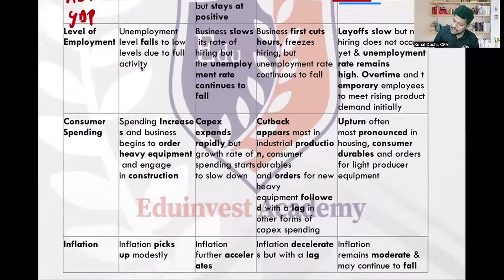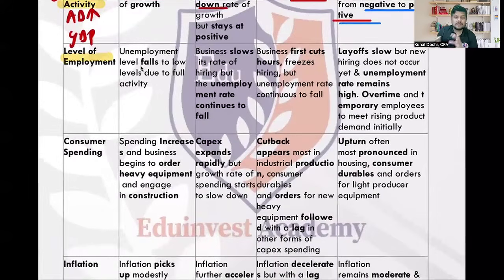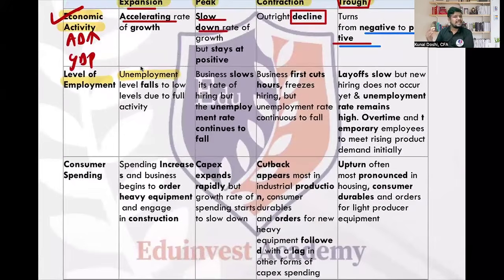Understood? Now, when I say level of employment, here we are going to talk about unemployment. See, when the economy is expanding, the unemployment level falls, isn't it? Because there are more jobs in the market. And when the economy reaches the peak, at that point, what happens? Businesses will slow down their hiring. They will not hire more. However, the economy is still growing, but at a slow rate. So the unemployment rate still keeps on falling.